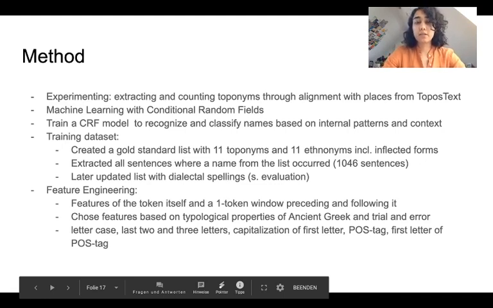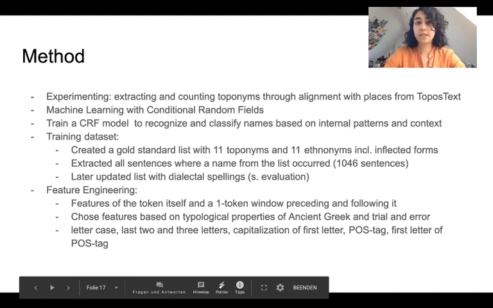So we decided to then go with a machine learning approach and chose conditional random fields as a model because it is pretty robust and also easy to configure. It is also easier to interpret the predictions and the results of the model when you compare it to more state-of-the-art methods, for example, deep learning like neural networks. So if you're familiar with machine learning, you know that you usually need a manually annotated data set to train the model to be able to recognize relevant patterns.